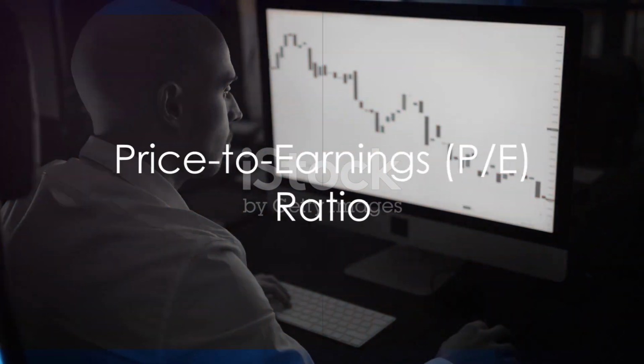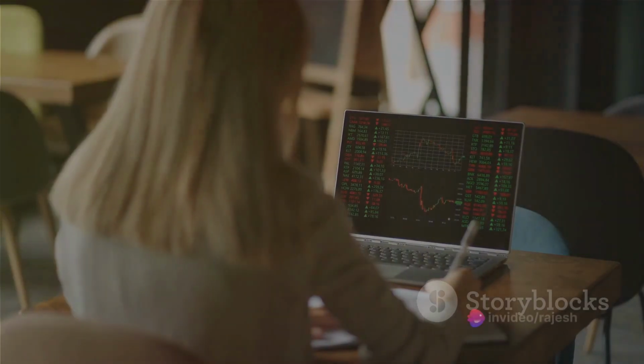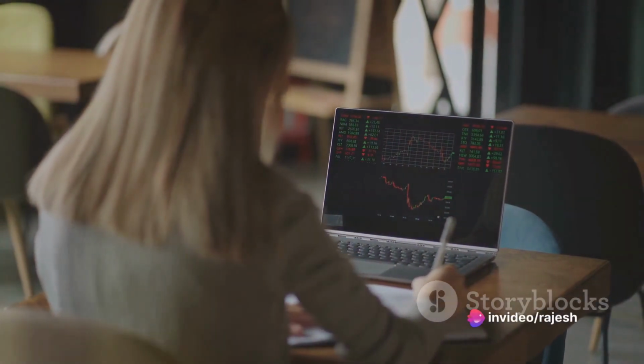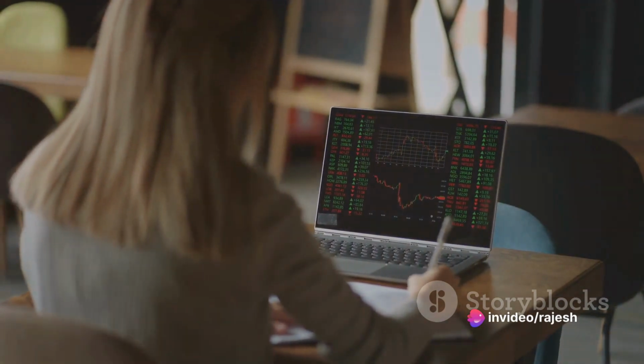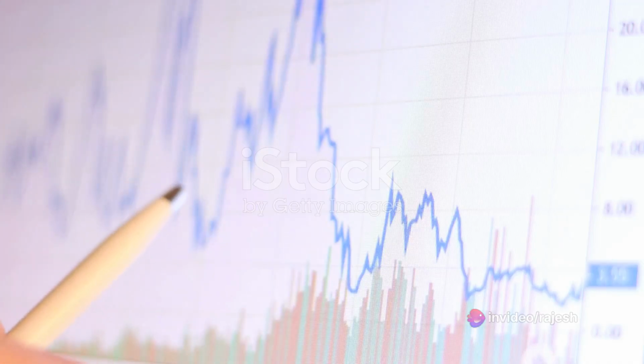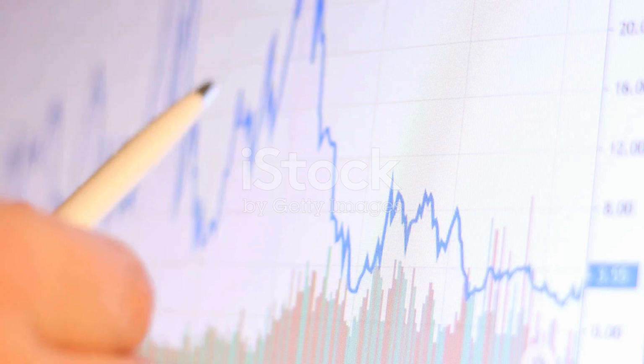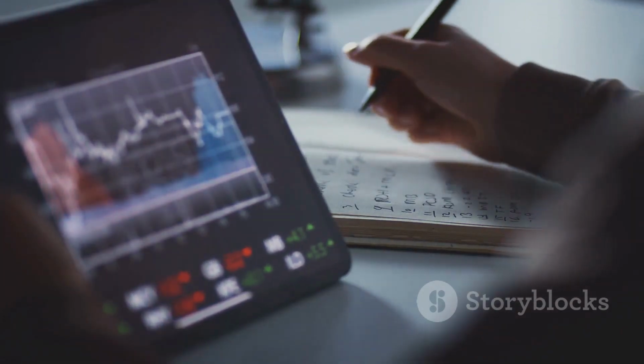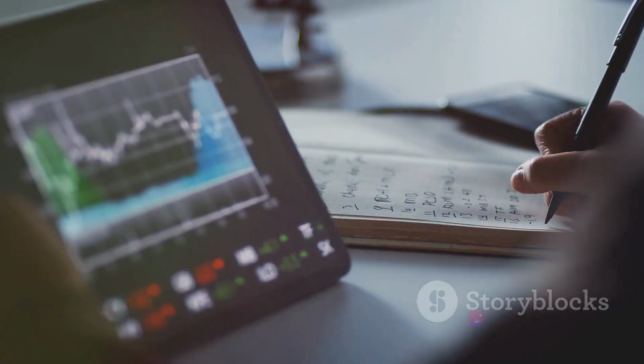Let's start with the price to earnings, or PE ratio. This ratio compares the current market price of a company's shares to its earnings per share, helping us assess whether a stock could be overvalued or undervalued by the market. The formula is straightforward: market price per share divided by earnings per share.